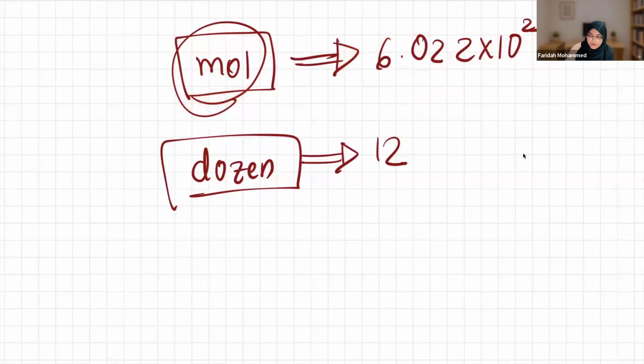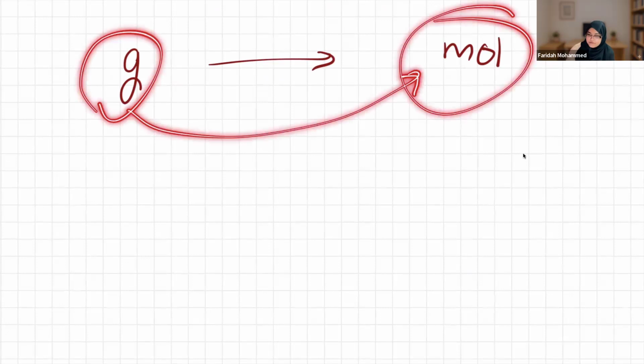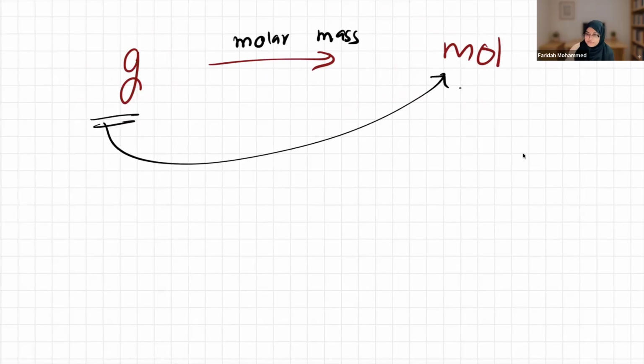Now, we are able to convert from grams to moles. Mole is a unit. So how do we convert from grams to moles? You are going to use, guess what? The one that you just learned, molar mass. You're going to use molar mass to convert from grams to moles. Make sure to write this down: 1 mole equals whatever the molar mass is, and the unit would be gram.